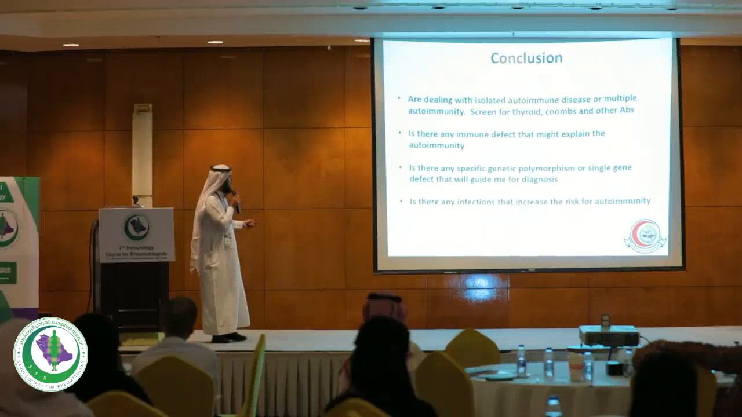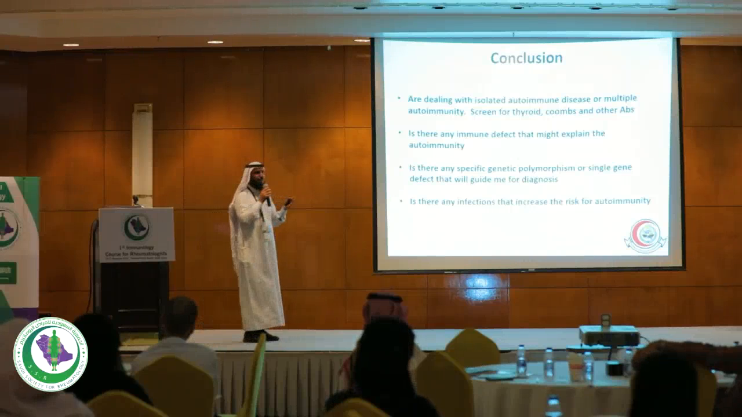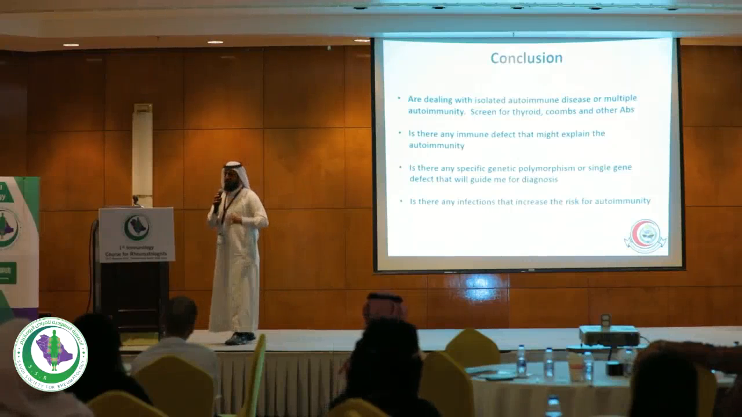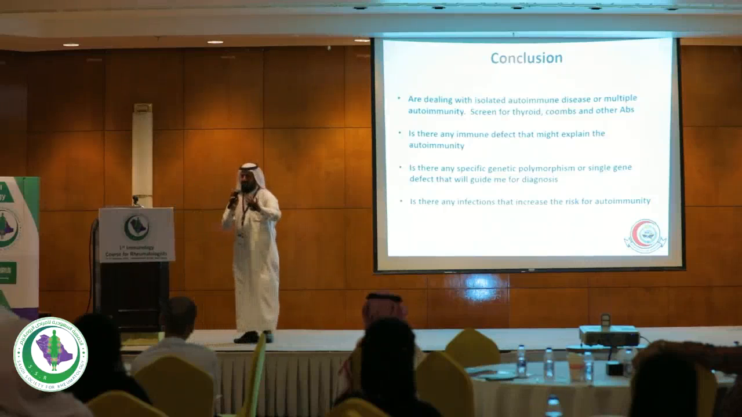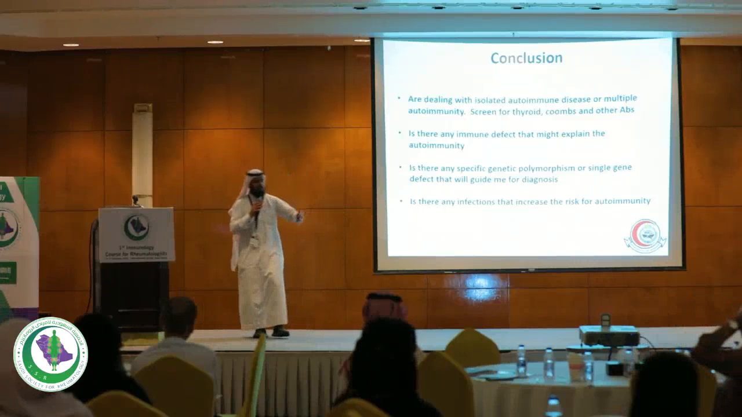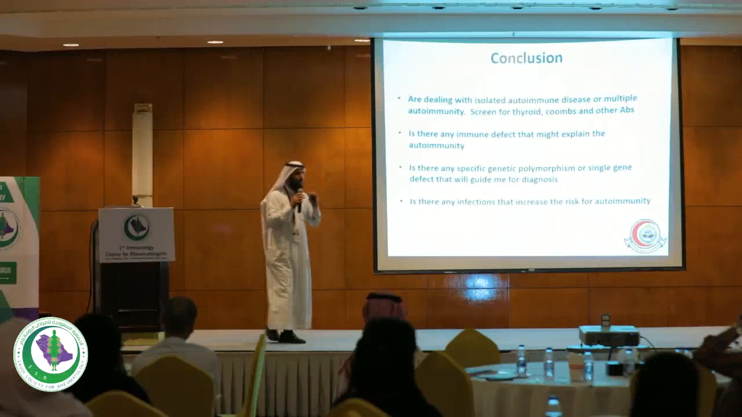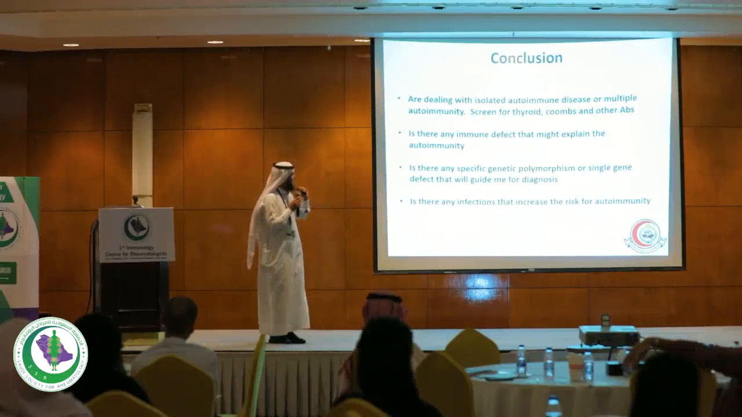So the conclusion now: are we dealing with isolated autoimmune disease or multiple autoimmunity? Screen for thyroid. I'm always saying, you have SLE, okay, it's SLE. You have rheumatoid arthritis, okay. But if ANA positive, screen for thyroid, screen for diabetes. If you have multiple autoimmunity, then think about immune dysregulation more than isolating only one disease.